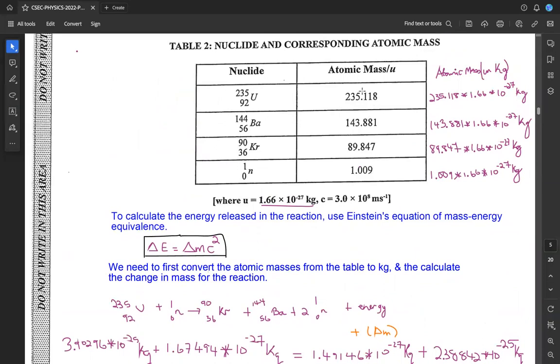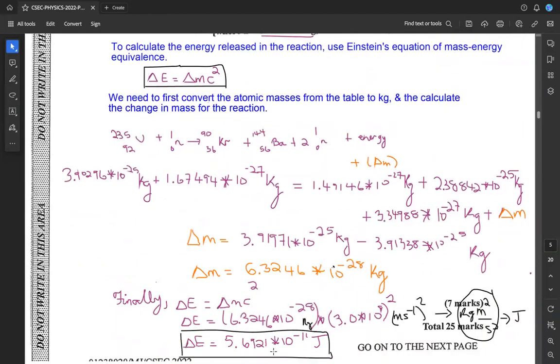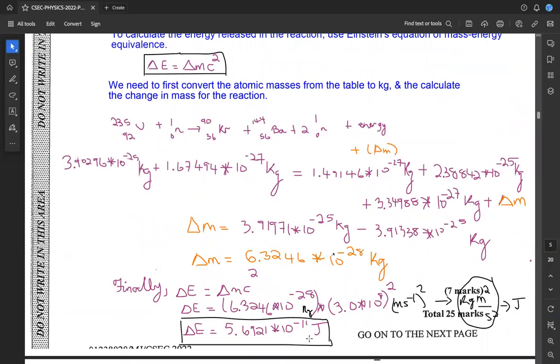But remember now, once you get that mass defect, it's going to be in u. You have to convert it to kilograms and you just multiply that by this number, okay? And that should yield the same results as I got here, right? So that might save some time and some confusion, right? If you do it that way. But this way also works as well.